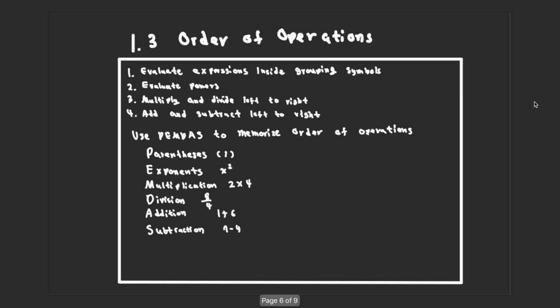Thirdly, we have 1.3 on order of operations. Before we go to the example problems, here is the order in which you should evaluate expressions. First, evaluate expressions inside grouping symbols. Second, evaluate powers. Third, multiply and divide left to right. And finally, add and subtract left to right.